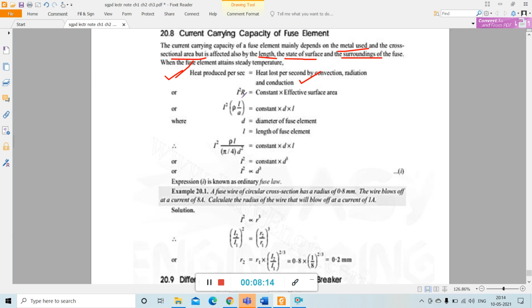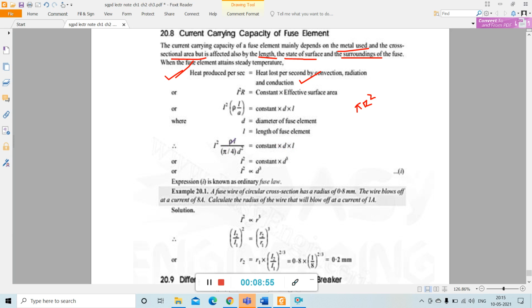So this is I square, this is R, which is rho L by A, equal to constant into area, which is obviously D into L, where L is the length and D is the diameter of the fuse element. So I square into rho L divided by A, where A is pi D square by 4. Actually the area is pi R square, and in terms of diameter, R is D by 2, that means pi D square by 4. So I square rho L divided by pi D square by 4 is equal to constant into D into L.